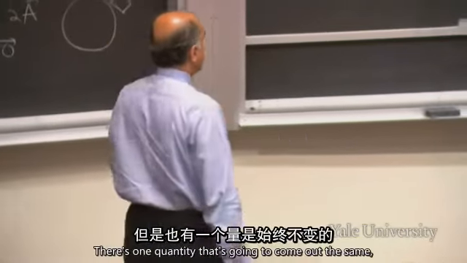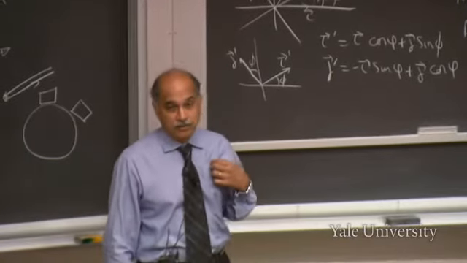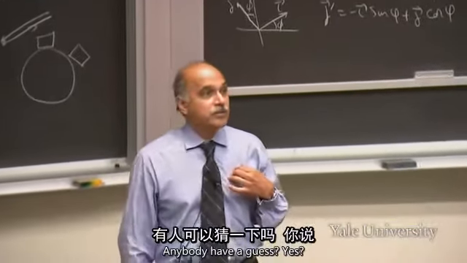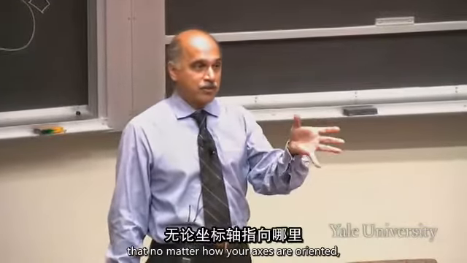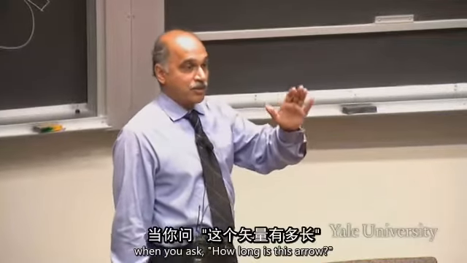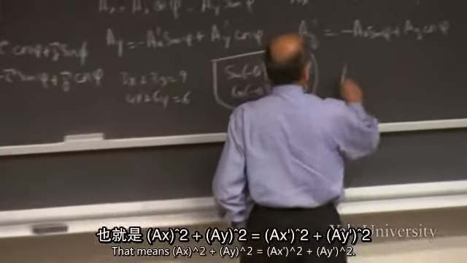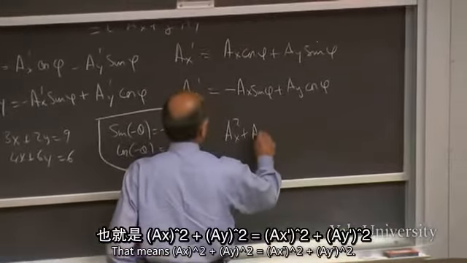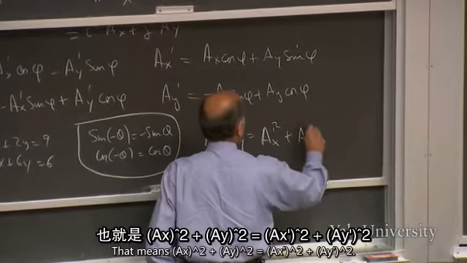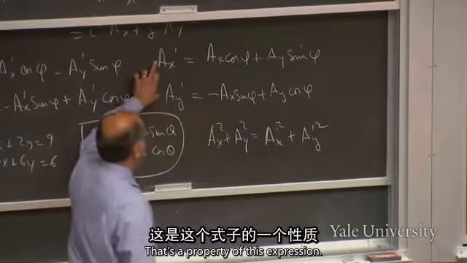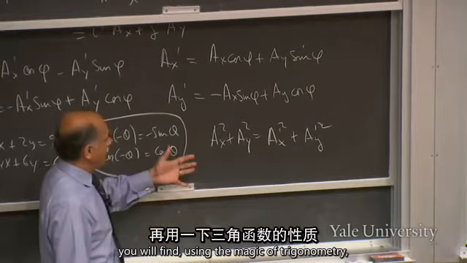But there's one quantity that's going to come out the same no matter who is looking at the vector. Anybody have a guess? Yes? The length of the vector is the length of the vector. Perhaps it's clear to you that no matter how your axes are oriented, when you ask how long is this arrow, you're going to get the same answer. And that means ax squared plus ay squared is ax prime squared plus ay prime squared. And that's a property of this expression. You can square this and add it to the square of this, and you will find, using the magics of trigonometry, that this is true.